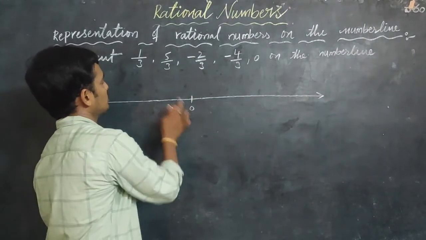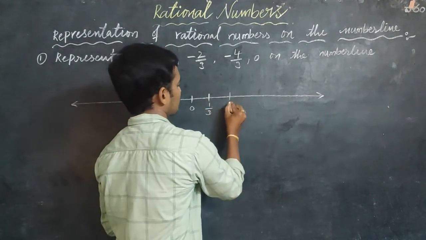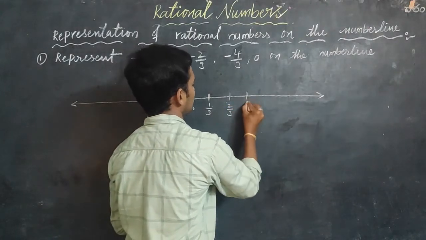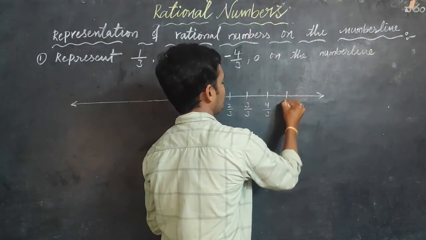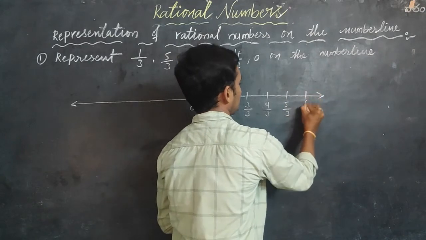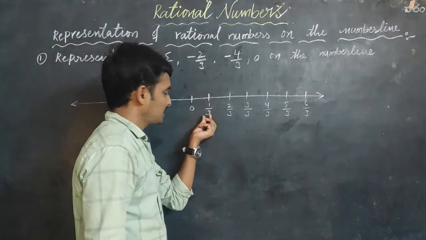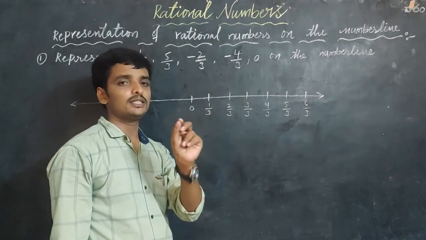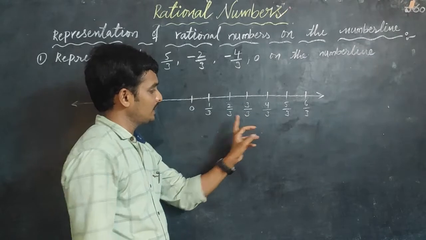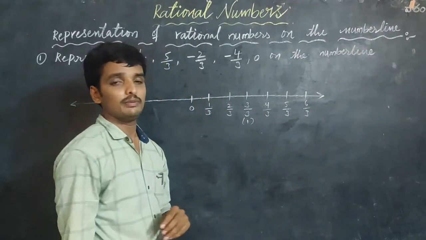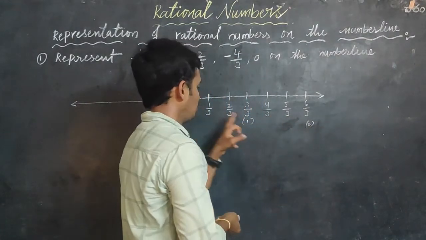If this is 0, and the denominator is 3, the first number is 1 by 3, the next one is 2 by 3, and the next one 3 by 3. Then 4 by 3, 5 by 3, and 6 by 3, and some more. Here the value of 1 by 3 is 0.3333, in between 0 and 1. 2 by 3 is also less than 1. 3 by 3 means 1. 4 by 3, 5 by 3, 6 by 3, that means 2. That means 0, 1, 2.